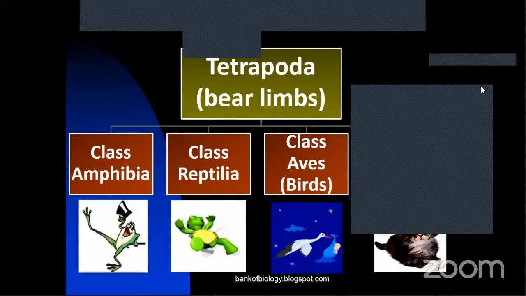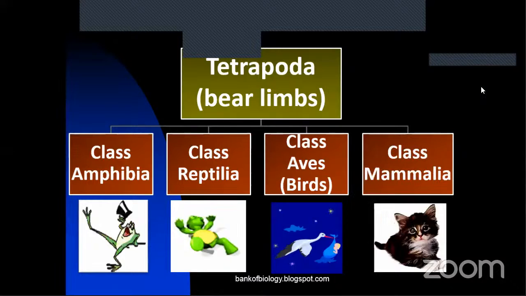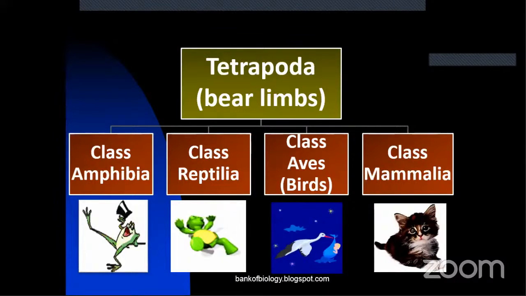Then now we go to Tetrapoda. So what is Tetrapoda? Basically, they have four limbs. Tetra means four-limbed organisms. Okay. There are four classes here: class Amphibia, Reptilia, Aves, and class Mammalia. Take it down fast.